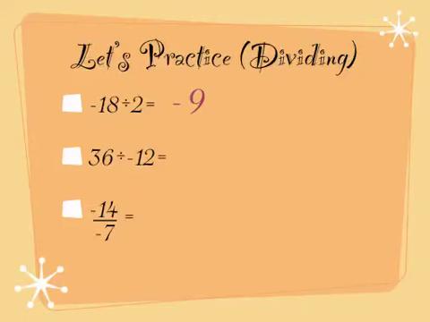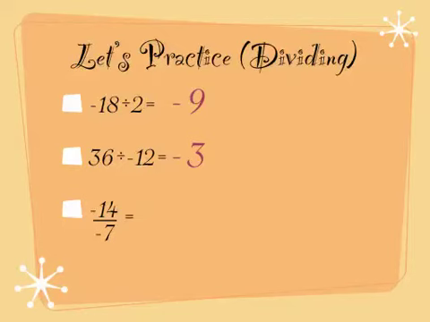The next example, we have 36 divided by a negative 12. 36 is positive, negative 12 is obviously negative, so we have a positive divided by a negative, or different signs, so my answer is going to be negative, and 36 divided by 12 is 3.